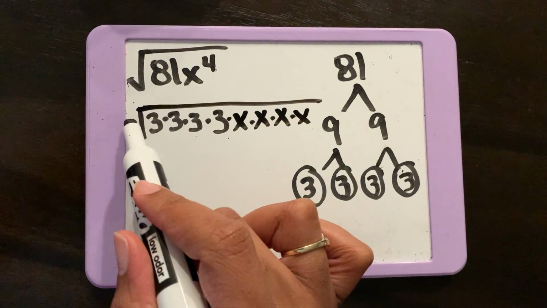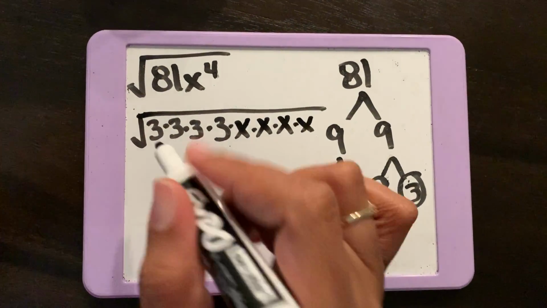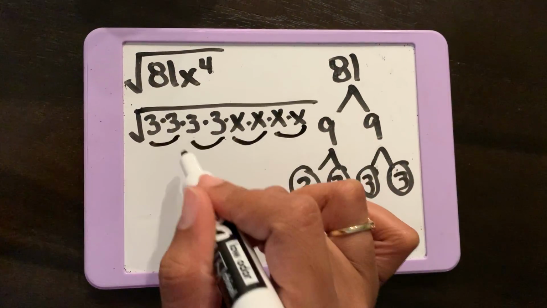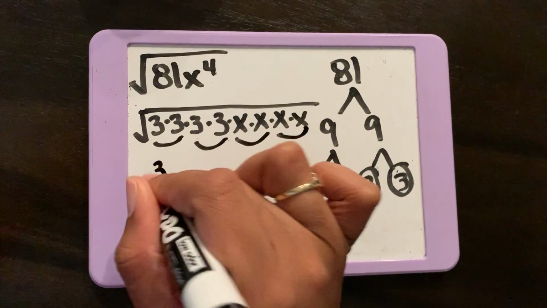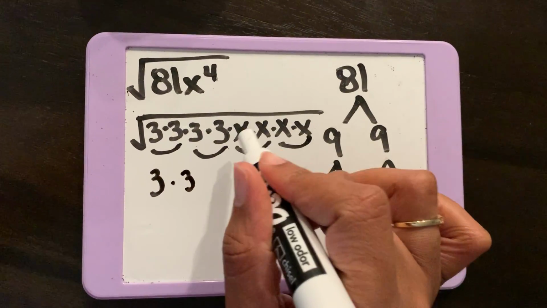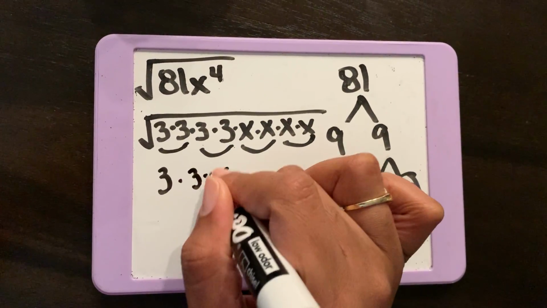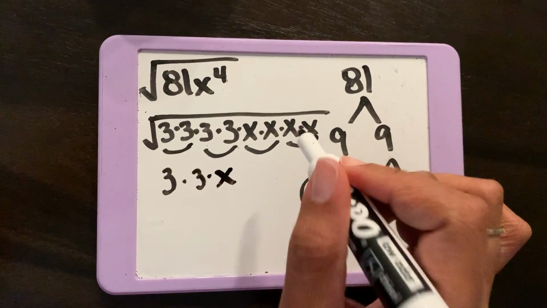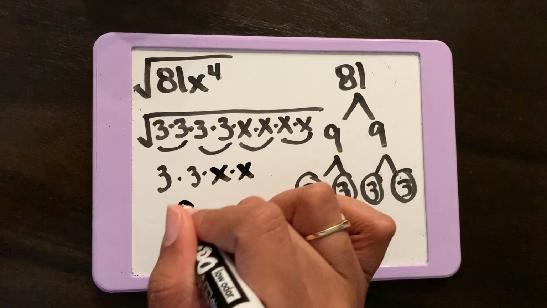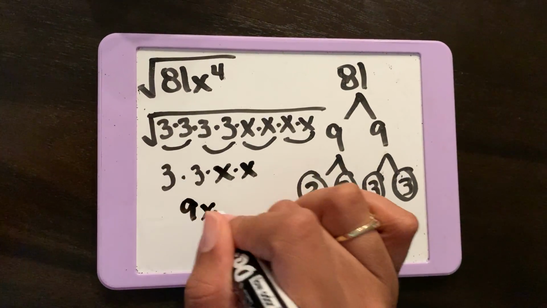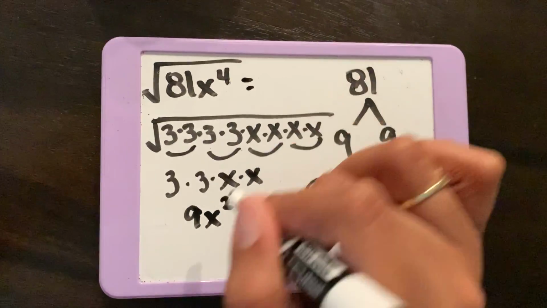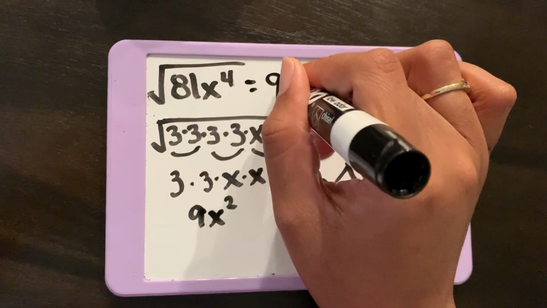Once again, there's an imaginary 2 as the index. So for each group of 2, I can take 1 out. So for this group of 2 3's, I can take 1 3 out. For this group of 2 3's, I can take 1 3 out. For this group of 2 x's, I can take 1 x out. And for this group of x's, I can take 1 x out. 3 times 3 is 9. x times x is x squared. So the square root of 81 times x to the 4th will be 9x squared.